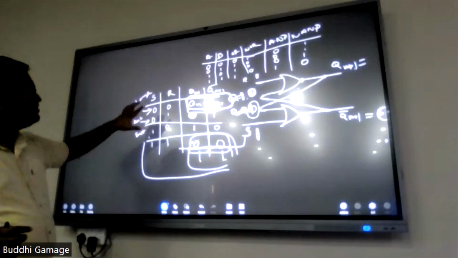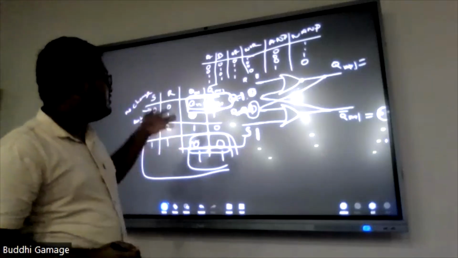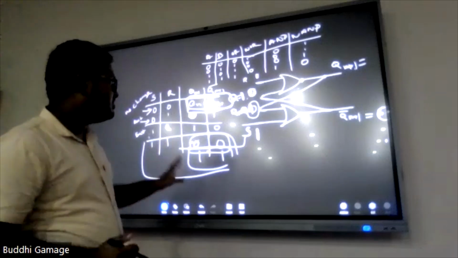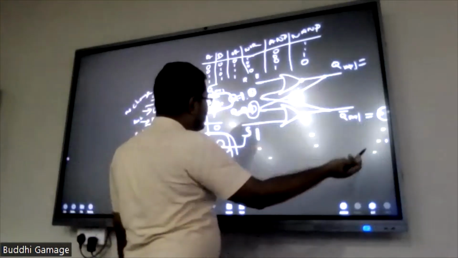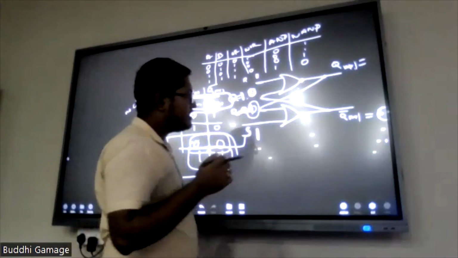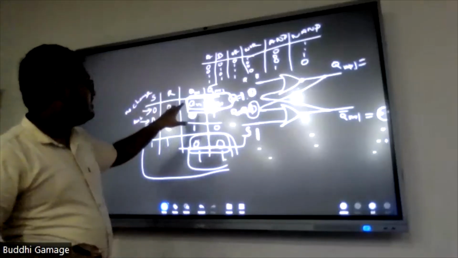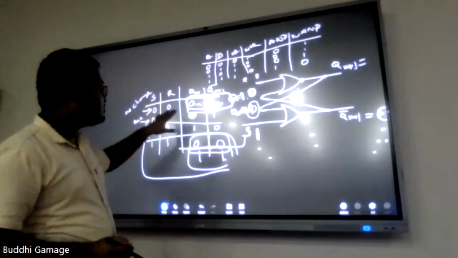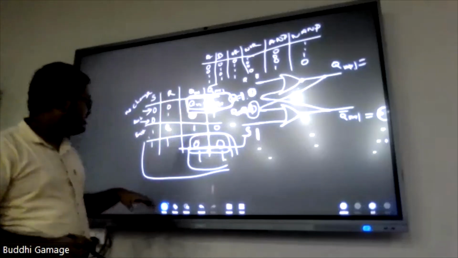So for 0, 0, there will be no change to our previous input. That means if Qn is 0, then Qn plus 1 is also 0. If Qn is 1, Qn plus 1 is also 1. So that's why we are saying for 0, 0, there will be no change to our previous inputs, right?